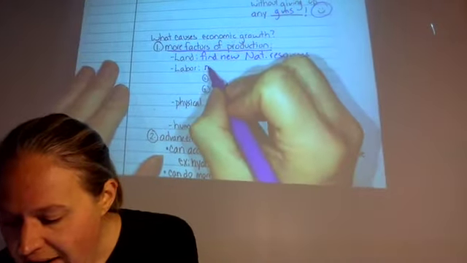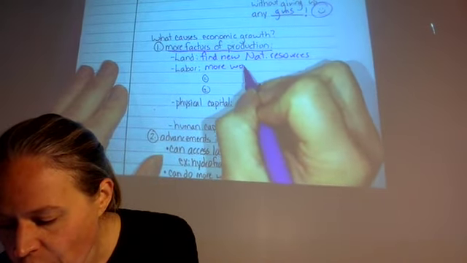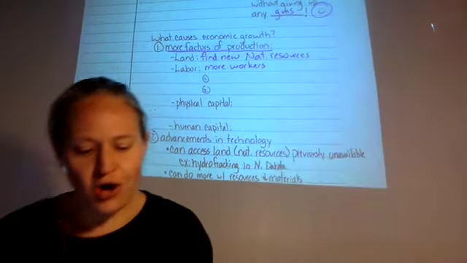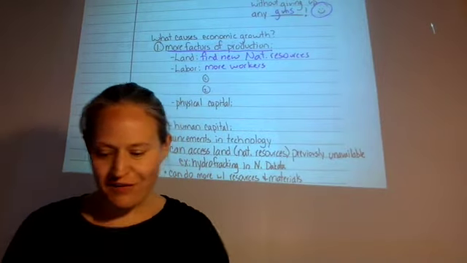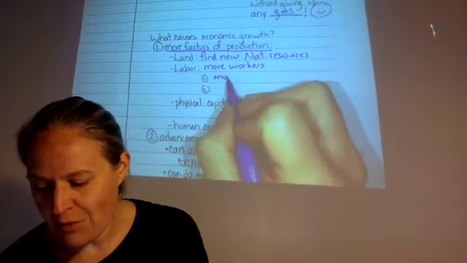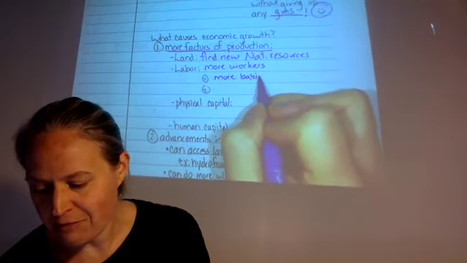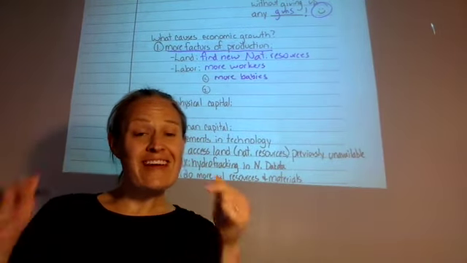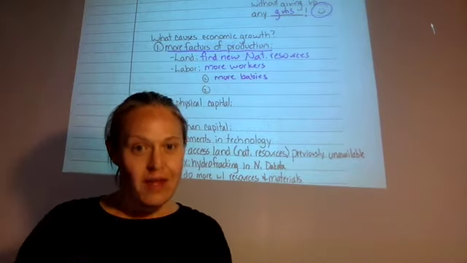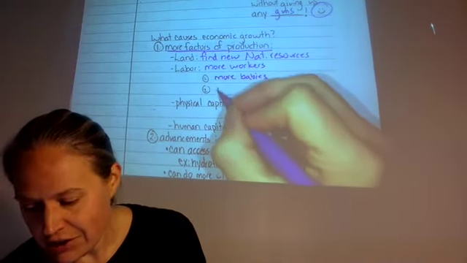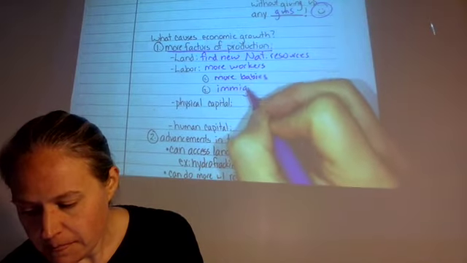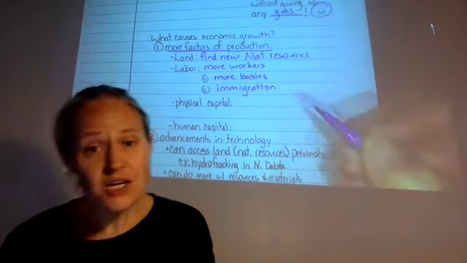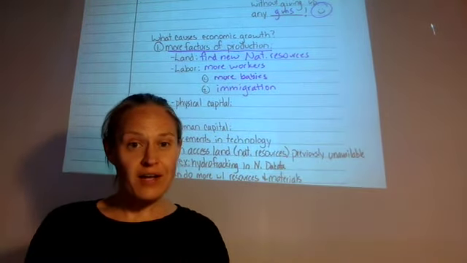Labor: we can have economic growth if there are more workers. Now there are two ways to get more workers. Number one is with more babies. More babies grow up and turn into workers. But the biggest way that the United States gets more workers is through immigration. So immigration can cause economic growth in a country.